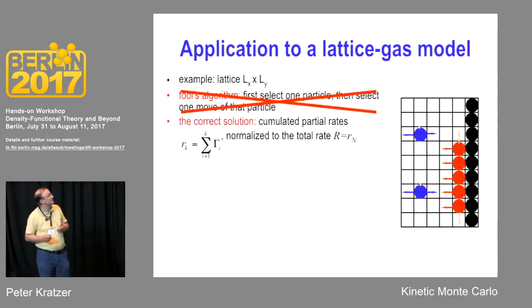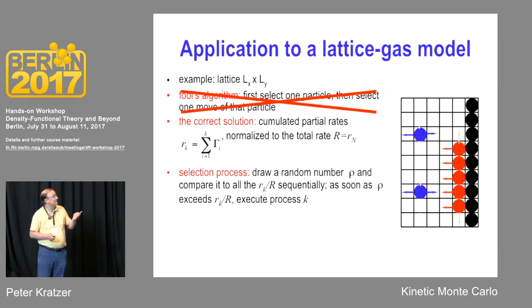What you need to do instead is you need to make a list of all possible moves. Each move has a probability rate gamma, and then you do partial sums. This is the little r_k. The total sum is R_n equals capital R. And then you normalize the accumulated probabilities with the total probability. And then you draw a random number. And as soon as the partial sum exceeds the random number, you decide for this process, for this move. And in this way, you make sure that it's the right probability.